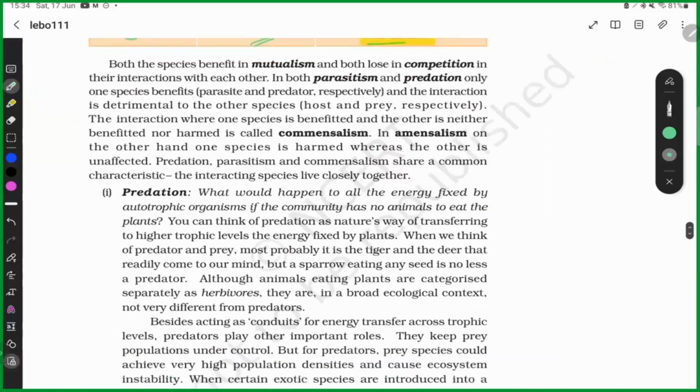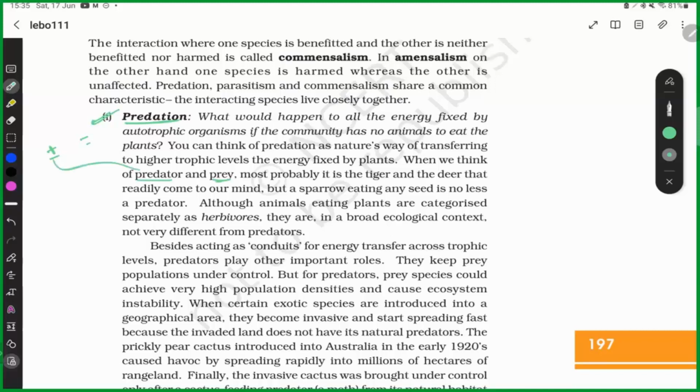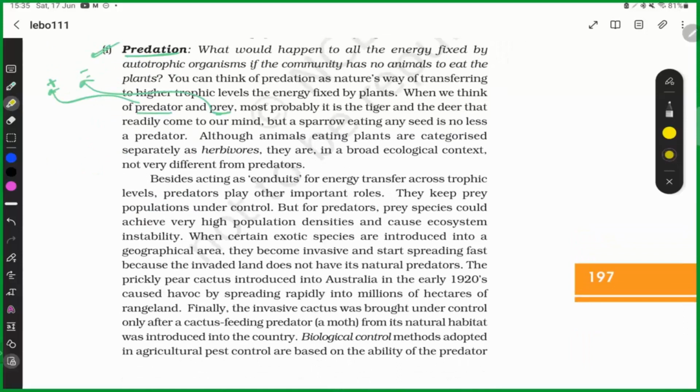Now start with predation. Predation means positive, negative. So predator and prey. Predator is positive, prey is negative. What is the importance of predator? So predators act as conduits of energy transfer in trophic levels. A to B, B to C, C to D. So energy is transferring from A to B, from B to C, from C to D. One importance. Another importance is they keep the prey population under control or in check.